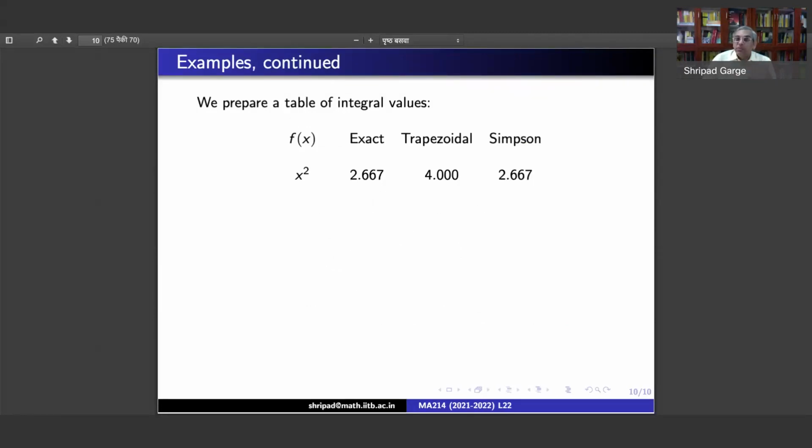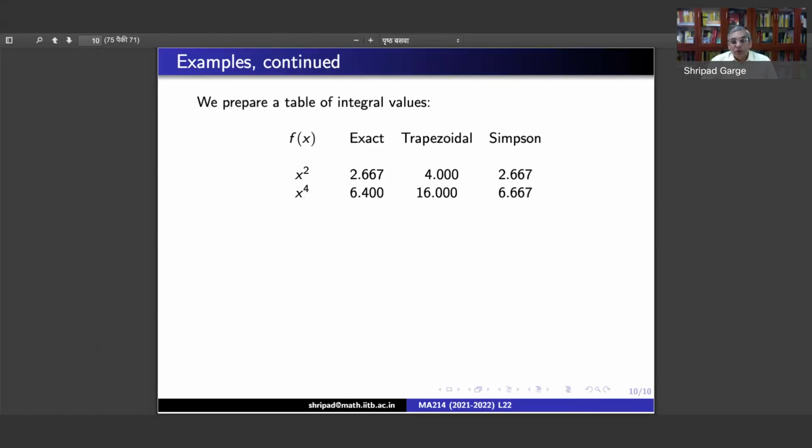It's the integral of x cube by 3 from 0 to 2, and so it is 8 by 3, which is 2.666666 or 2.667. The trapezoidal rule gives you the answer to be 4. For x square, the graph will be below the straight line joining those two points, and therefore the trapezoid has bigger area than the area which is bound by the curve. So the trapezoidal answer is much bigger, and Simpson's answer is once again correct because the error is in terms of the fourth derivative, and for x square the fourth derivative is 0.